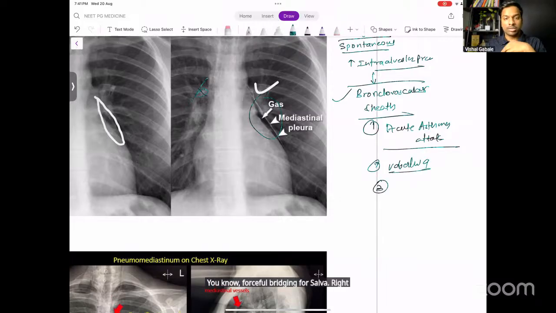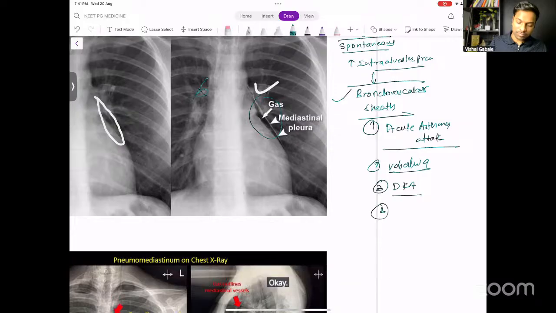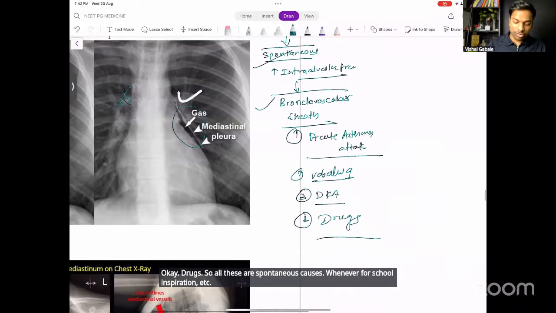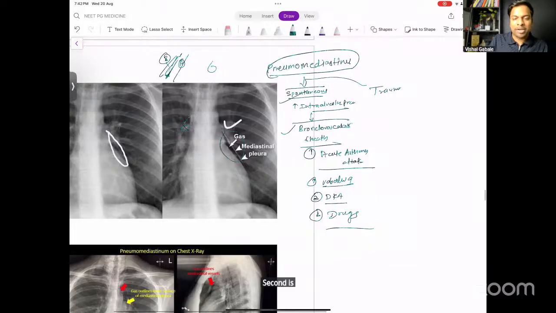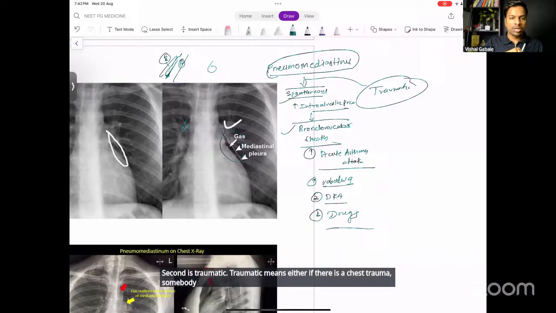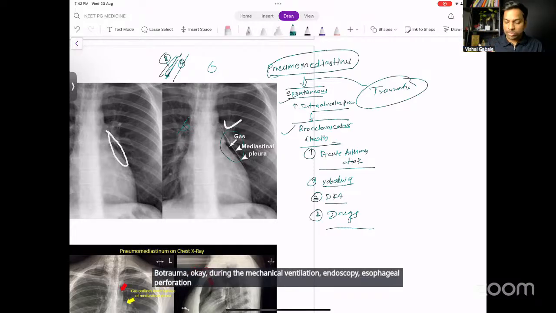Apart from that, drug use: cocaine, marijuana, even diabetic ketoacidosis sometimes. So all these are spontaneous causes. Whenever forceful inspiration is there, that can lead to this. So first is spontaneous, second is traumatic. Traumatic means a chest trauma, somebody had a blow on your chest, barotrauma during mechanical ventilation, endoscopy, or esophageal perforation. In all these cases this can happen.